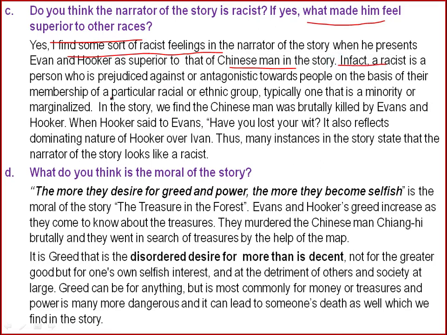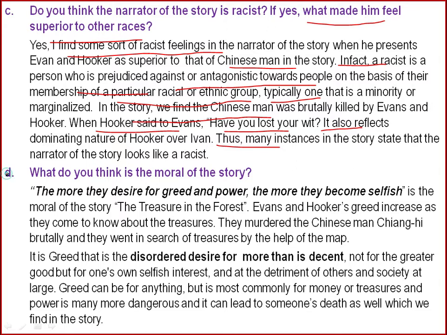In fact, a racist is a person who is prejudiced against or antagonistic towards people on the basis of their membership of a particular racial or ethnic group, typically one that is a minority or marginalized. In this story, we find the Chinese man was brutally killed by Ivan and Hooker. On the other hand, when Hooker said to Ivan, "Have you lost your wit?" it also reflects the dominating nature of Hooker over Ivan. Thus, many instances in the story state that the narrator of the story looks like a racist.